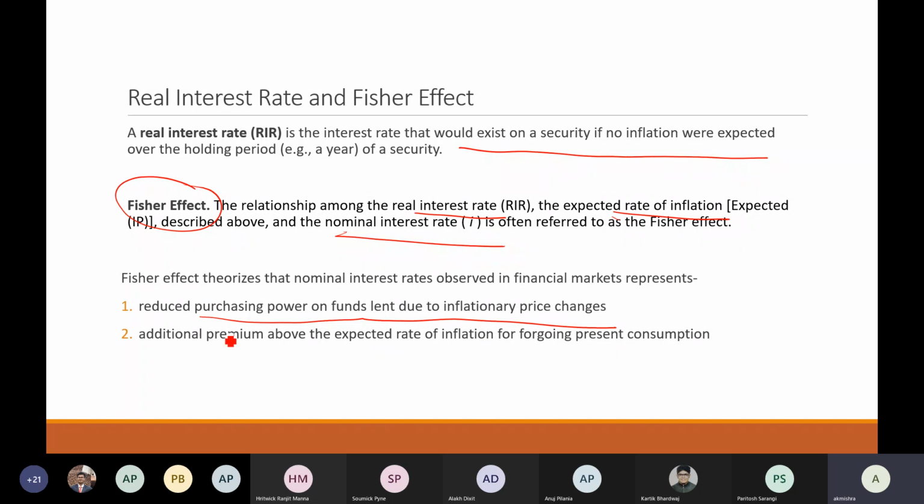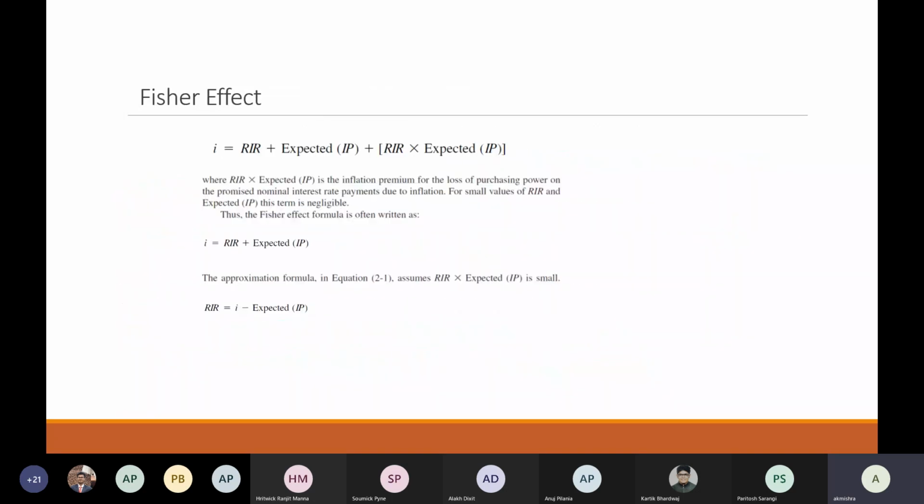And second, an additional premium above the expected rate of inflation for foregoing present consumption. It means if you are expecting a high inflation rate right now, then it will have an impact on your expected inflation rate. And that is how we are going to see it in this relationship. So how has he explained this?